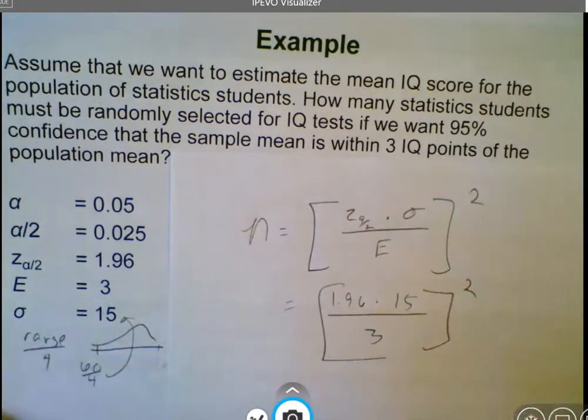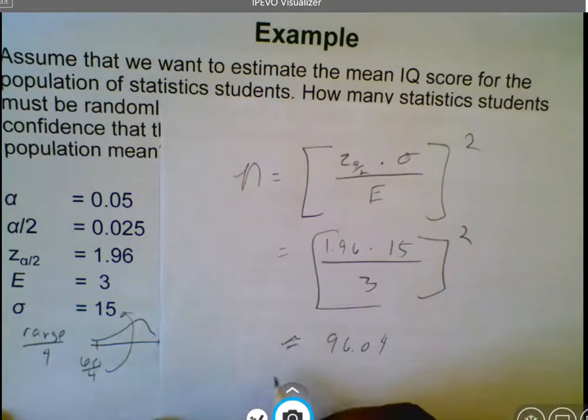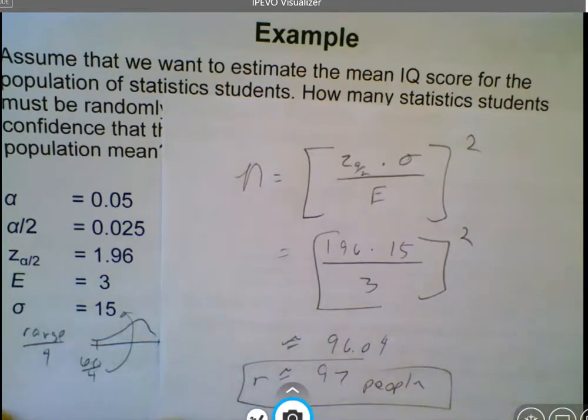So that's true. n should be about 96.04. We always round that up, so it's about 97 people. So we need a sample size of 97 people to conduct that survey.